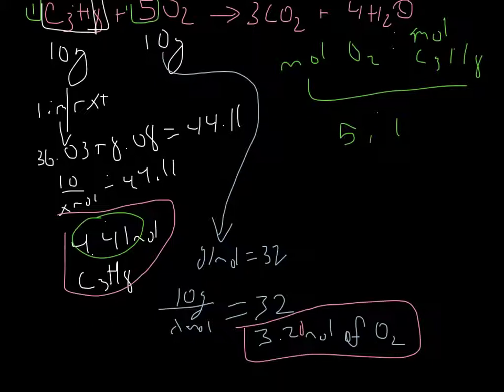Well, let's see how many we do have. We have 3.2, right? So we can use the 3.2 O2, but we can't use 3.2 of the propane because that's not the ratio. It's a 5-to-1 ratio. So we're going to have 3.2 over 5 of C3H8. You know what? Just wait a second. I'll put this on the next slide.